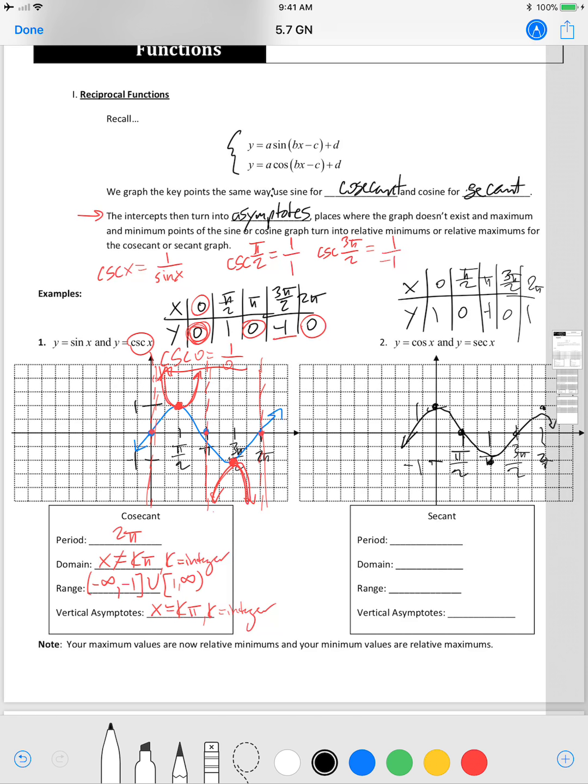And in this case, now, these zeros become my asymptotes. So that's at pi over 2, 3 pi over 2. It'll happen again at negative pi over 2, and so on. And then at 0, this becomes my relative min, relative max, relative min. Just like we got the cosecant.